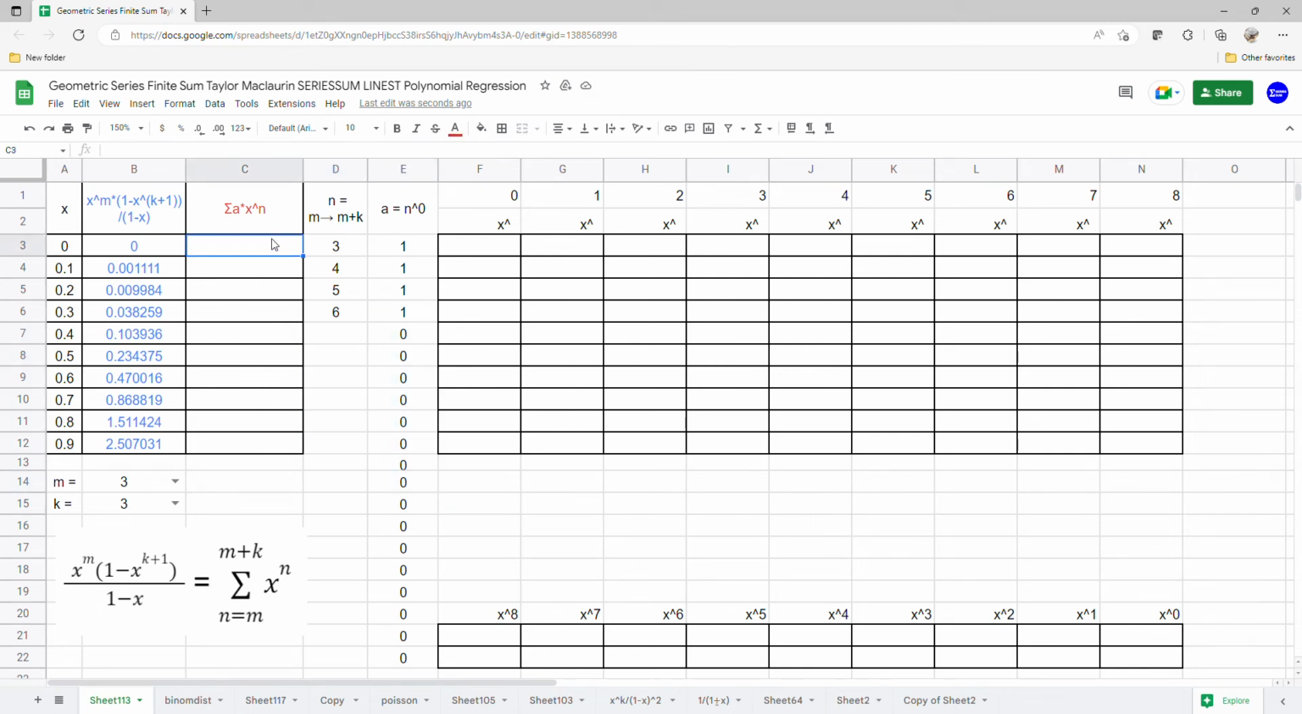Now the series sum, the Taylor series expansion. So array formula, series sum of the x values raised to the power n, where n starts from k incremented by 1, and the coefficient will be this range.